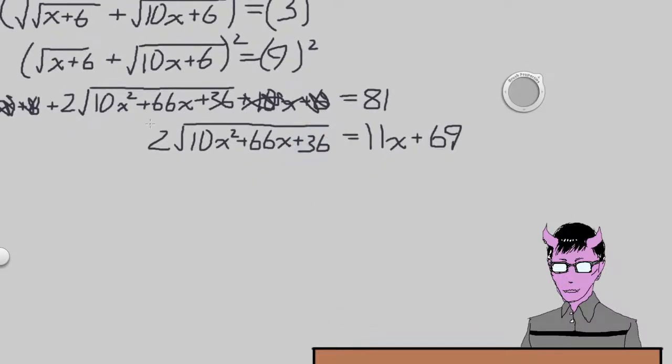We're going to square the left-hand side one more time to clear the final radical, and then we'll square the right-hand side as well. Left-hand side and right-hand side are going to get squared yet again, so make sure you use the distributive property of exponents. The 2 distributes to this 2, thereby becoming 4, and then the 2 cancels with the square root, thus freeing it. So we have 10x squared plus 66x plus 36.